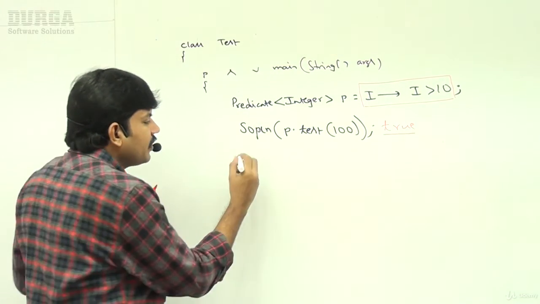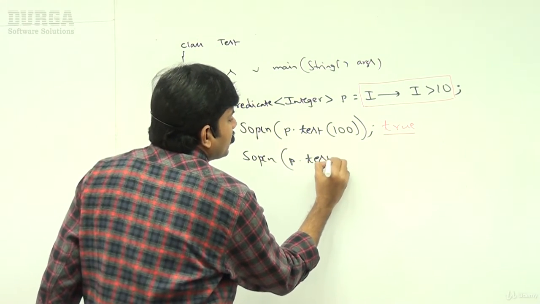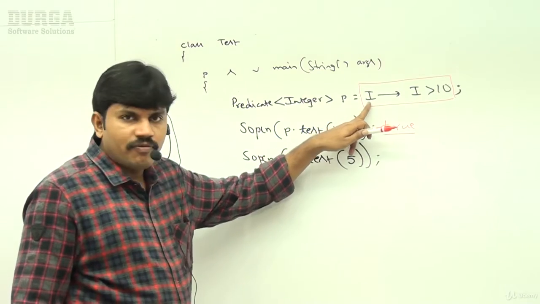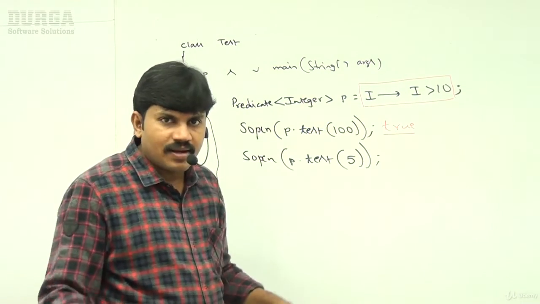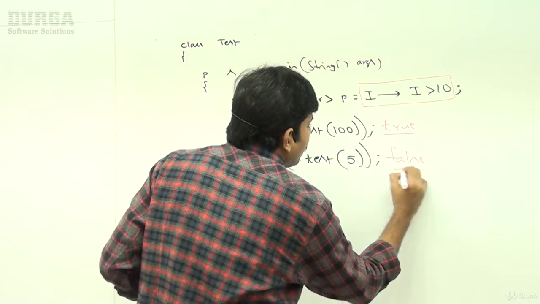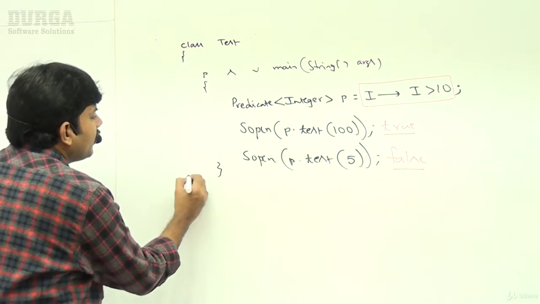Next, the same way, System.out.println p.test of 5, I am taking. Now the i value will become 5. Is 5 greater than 10 or not? No. What is the output by default we will get? False is the answer. Everyone can understand that, okay? Now that's all, end of this one.